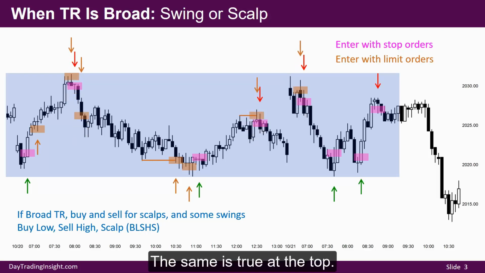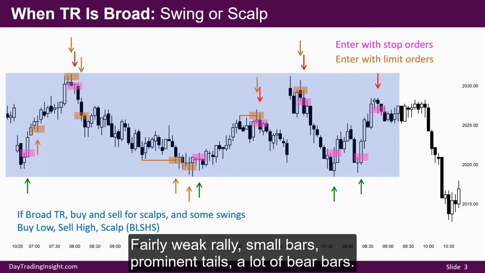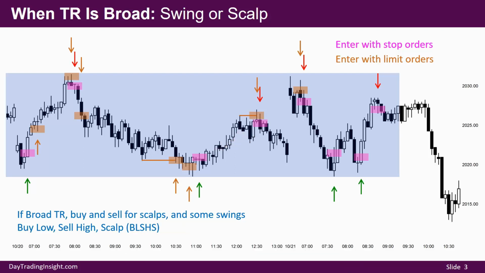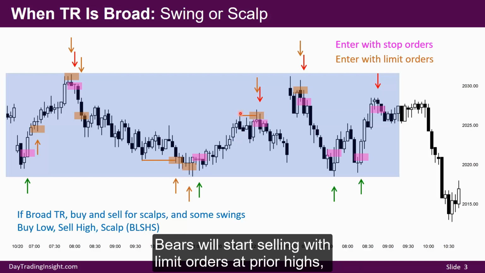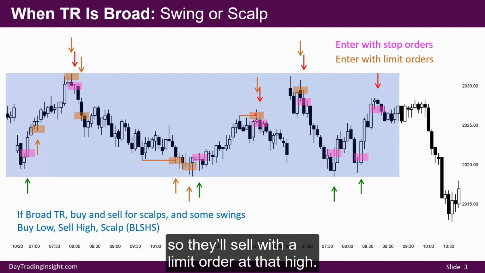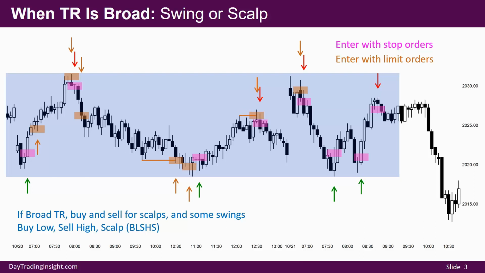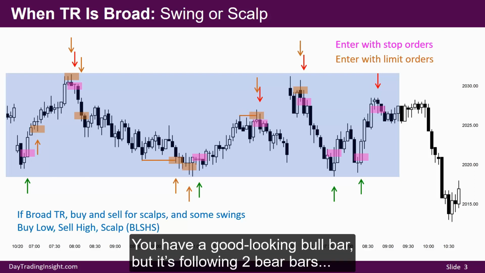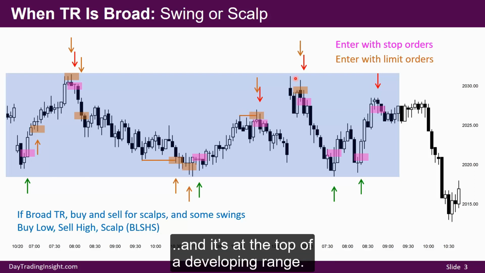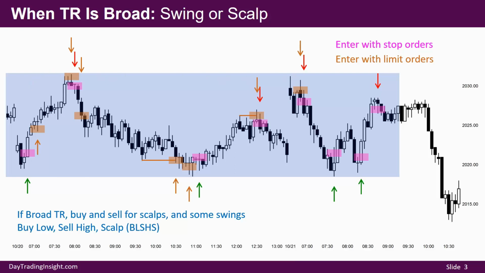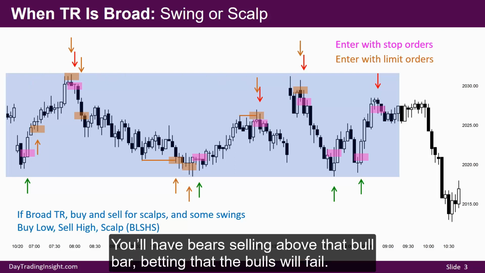The same is true at the top. Fairly weak rally, small bars, prominent tails, a lot of bear bars. Bears will start selling with limit orders at prior highs, so they'll sell with a limit order at that high. You have a good-looking bull bar, but it's following two bear bars, and it's at the top of a developing range. You'll have bears selling above that bull bar, betting that the bulls will fail.